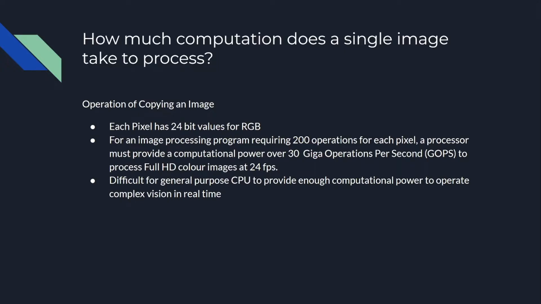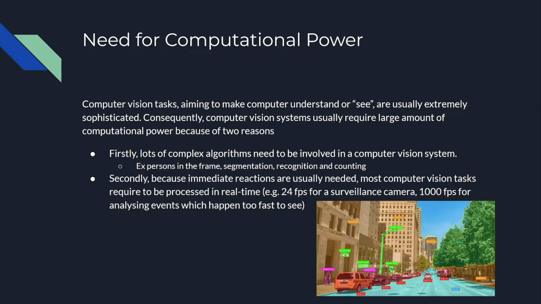So just to ask, how much computation does a single image take to process? To give an example of simply copying an image, each pixel has around 24 bit values for RGB. And for an image processing program requiring 200 operations per pixel, a processor must provide a computational power of over 30 giga operations per second to process full HD color images at 24 FPS. So if you look at the amount of computation that this requires, it's really difficult for a general purpose CPU to provide enough computational power to operate complex vision in real time. So this drives the need for more computational power.